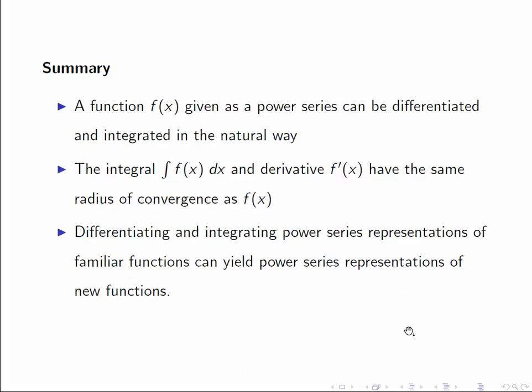Okay, so let's summarize what we learned in this video. We learned that a function given as a power series can be differentiated and integrated in the natural way, just as if it was an infinite polynomial. We learned that the integral and the derivative have the same radius of convergence as the original function f. And we saw a couple of examples of how we can use this to find power series representations of new functions.